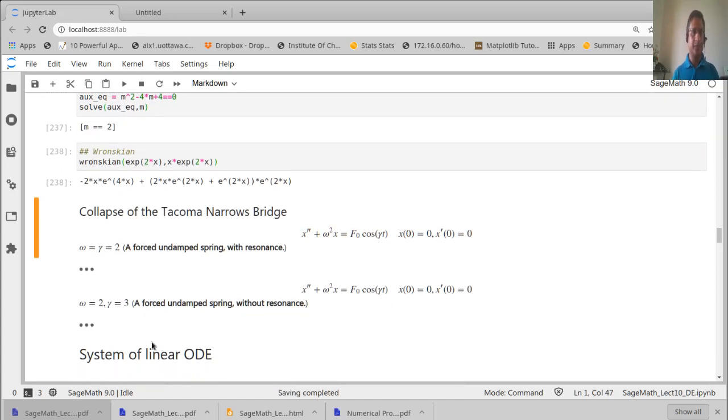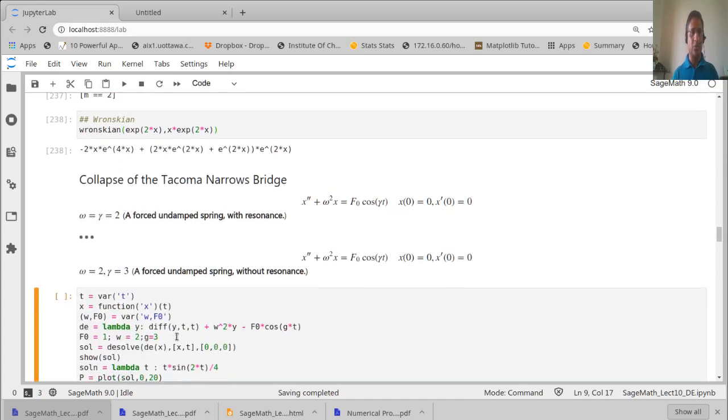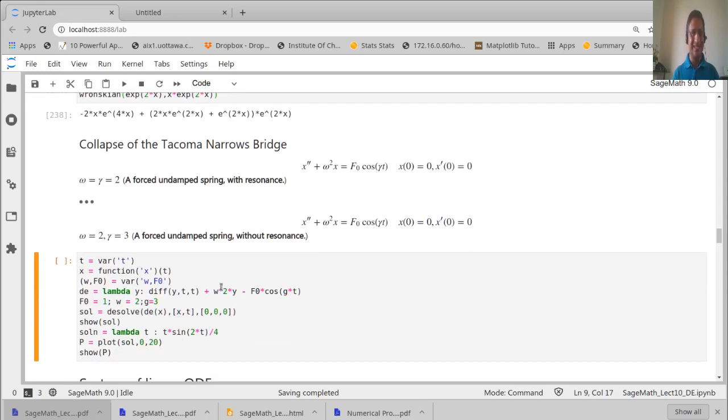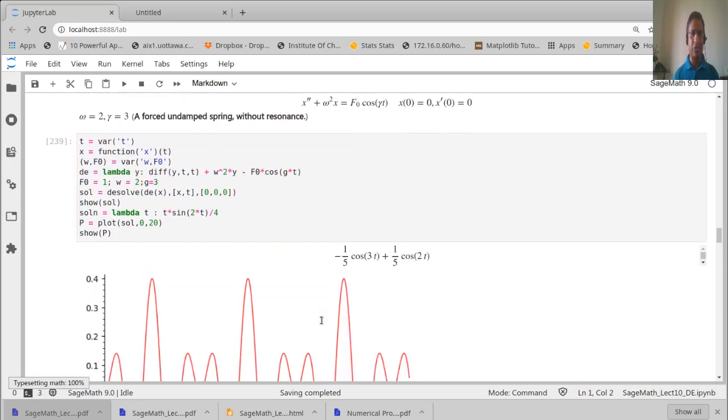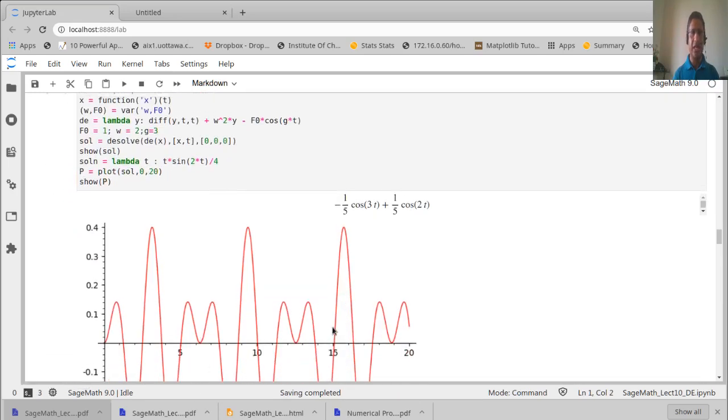So let us look at how one can solve this. Again, it is the same thing, I don't want to repeat. You just mention the differential equation. In this case, I have defined the differential equation using lambda, or you can declare the left hand side and right hand side, and you have used f0 is equal to 1, omega is equal to 2, and g is equal to 3. In this case, this is how the solution looks like.